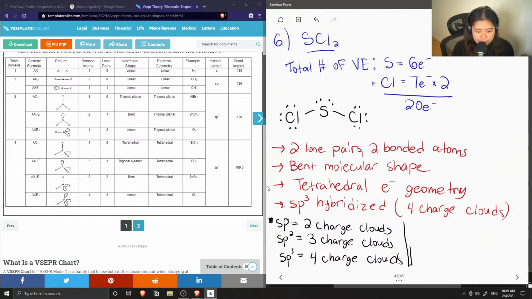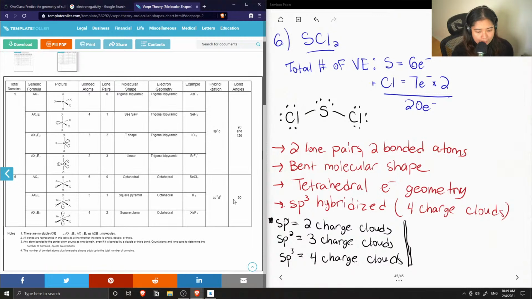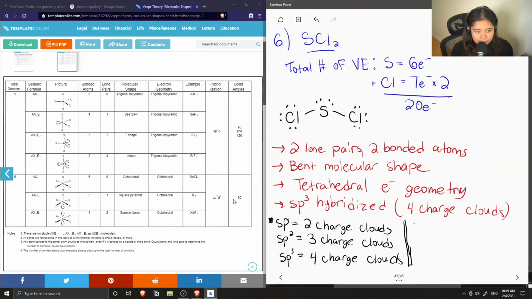And then once we get to more charge clouds, let me pull up the second page of our VSEPR table. We have sp3d hybridization when we have 5, and we have sp3d2 when we have 6. So this is another simpler way of finding out the hybridization for a certain atom.